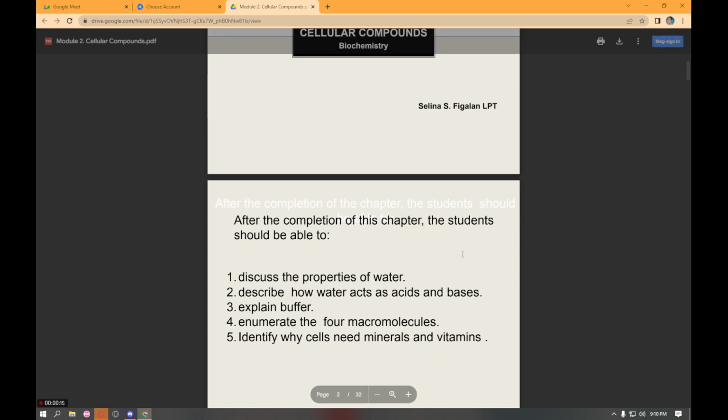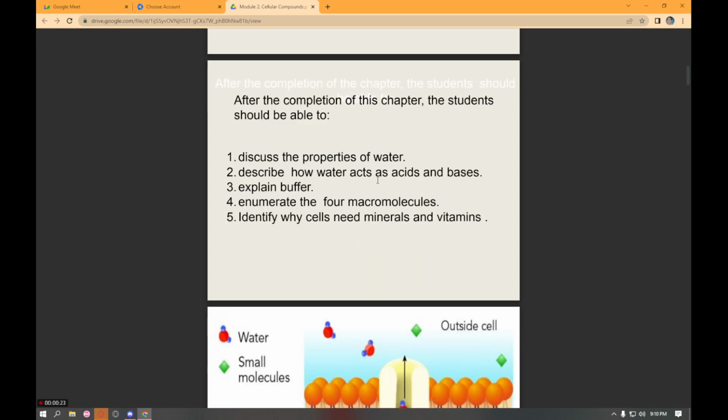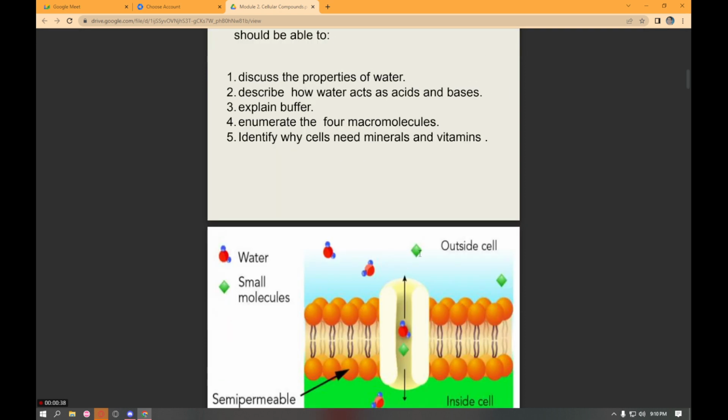After the completion of this chapter, the student should be able to first discuss the properties of water. Second, describe how water acts as an acid and base. Number 3, explain the buffer. Number 4, enumerate the 4 macromolecules. And number 5, identify why cells need minerals and water. These are the objectives under your lecture. Hindi dito kasama ang ating laboratory.